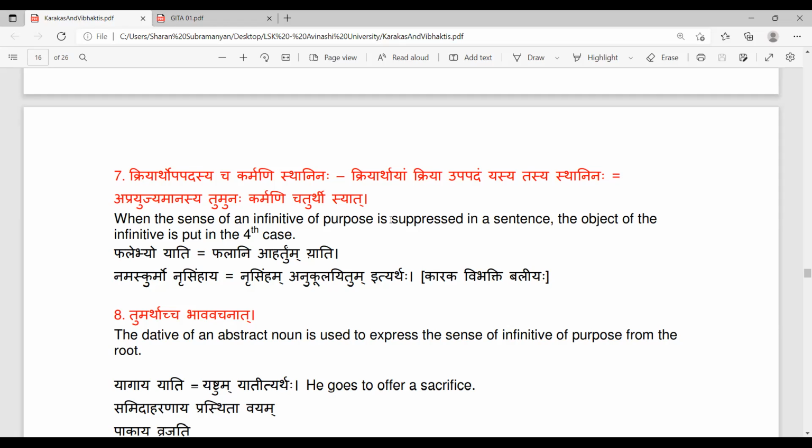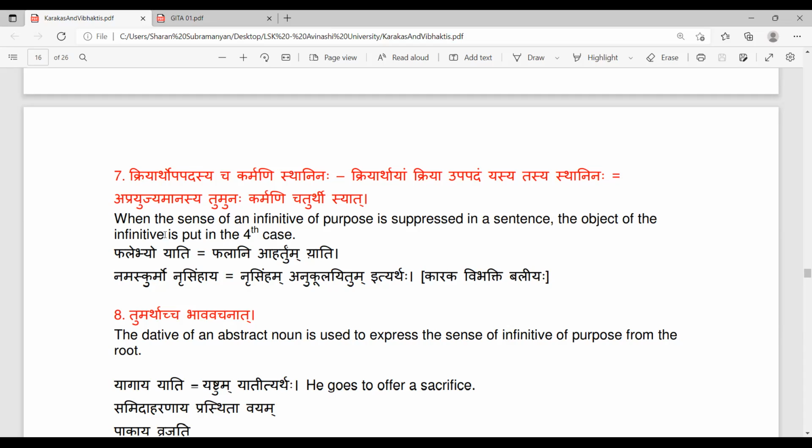Kriyartopapadasya cha karmani staninaha. Kriyartayam kriya upapadam yasya tasya staninaha. Aprayujyamanasya tumanaha karmani chaturthi syat. The tuman pratyaya is called the infinitive. It has the meaning of "to do". Palebhyaha yati, palani arhatum yati. When the sense of an infinitive of purpose is suppressed in a sentence, the object of the infinitive is put in the fourth case.